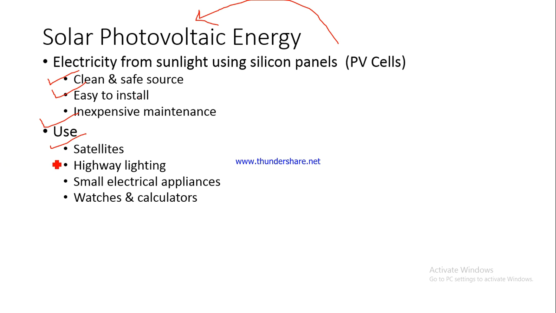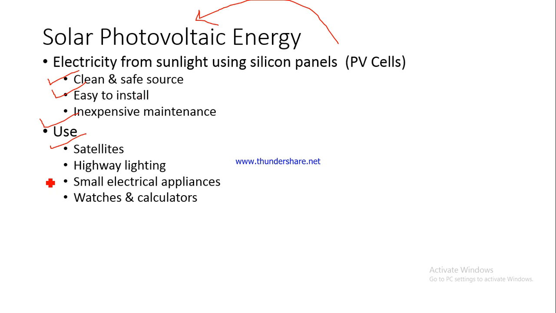In highway lighting, you must have seen in highways there are solar panels, and nowadays even in our villages you would find these kind of solar panels working. Small electrical appliances are there which work on the same principle and which actually harness the sun's energy and convert it into electrical energy.